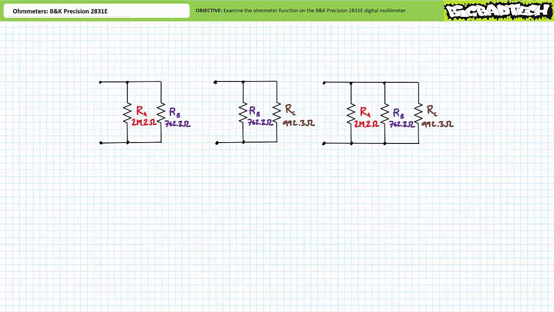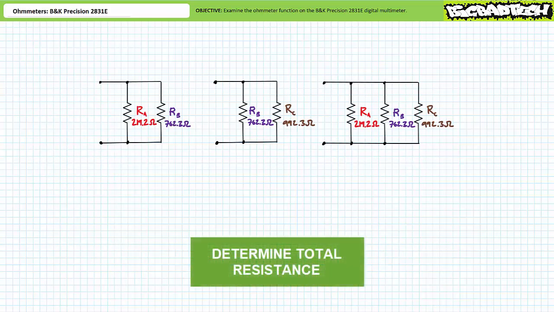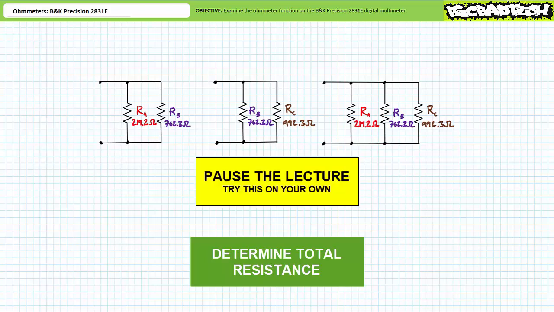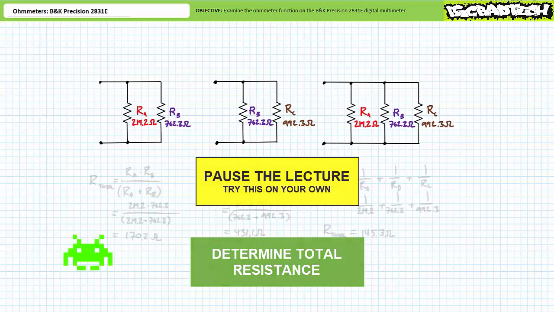Let's now examine parallel arrangements of resistors. See if you can calculate the total resistance of A in parallel with B, B in parallel with C, and finally A, B, and C all in parallel with each other. By all means, pause the lecture and try this on your own. If you're tracking, you should have obtained the following values.